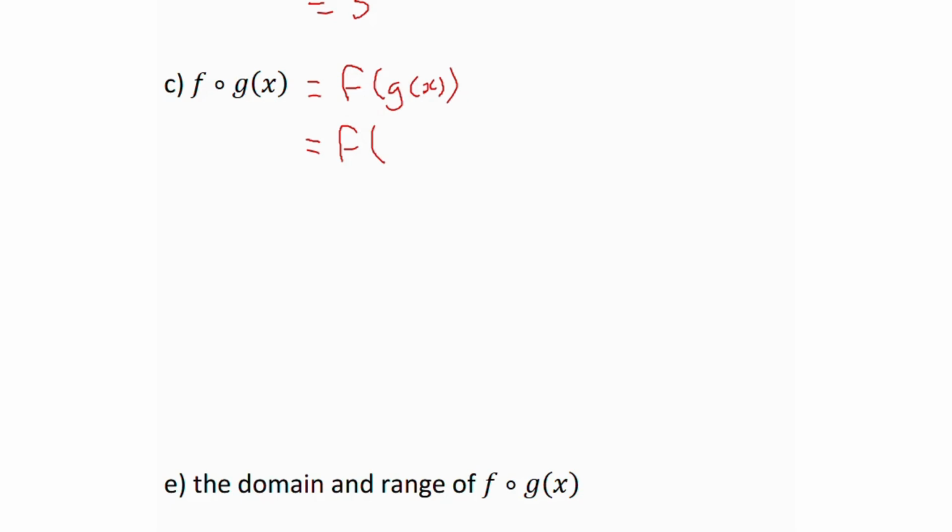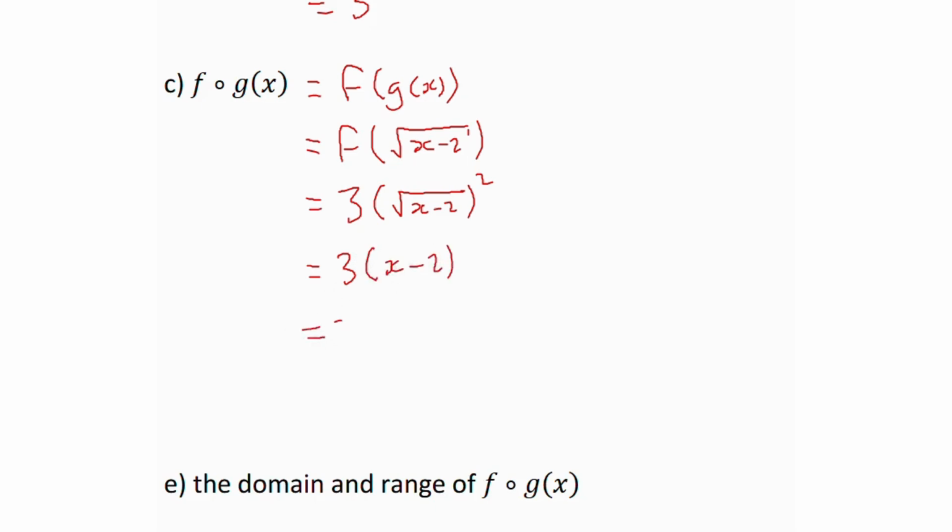G of x was the square root of x minus 2, so I substitute that in for g of x, and then f was 3x squared, so this is going to be 3 times this thing, root x minus 2 squared. That is 3 and then x minus 2, or 3x minus 6.